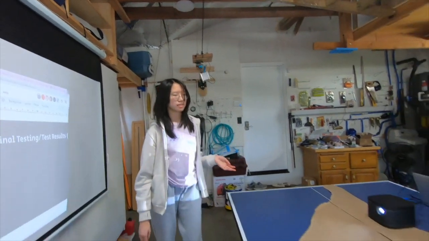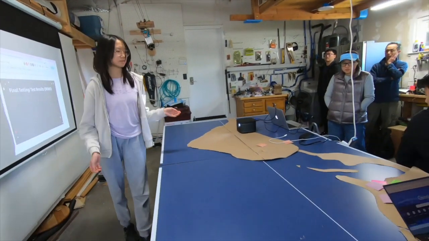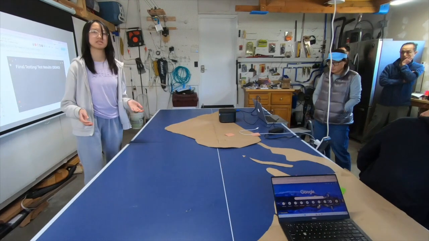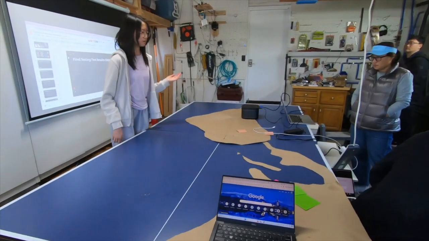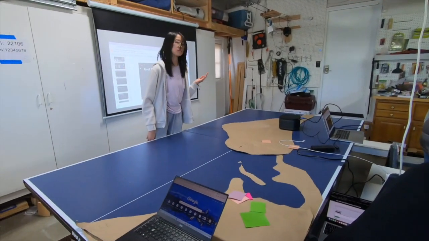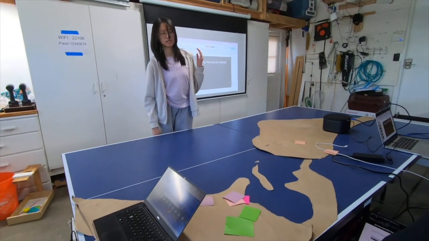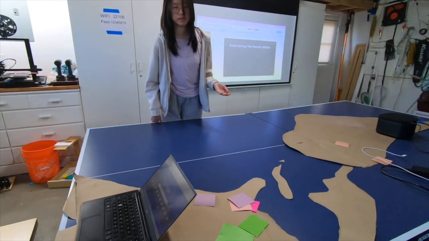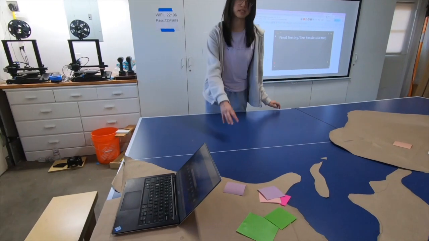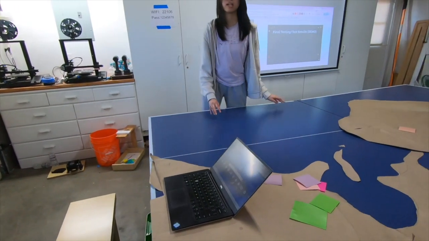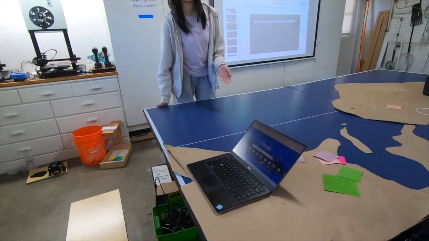And so this is our testing environment. We use a tennis table, because it's blue, to simulate the ocean. We cut out brown paper to represent the Western Hemisphere, and we used colored paper to help simulate the before and after of flooding. And this is our ground station.